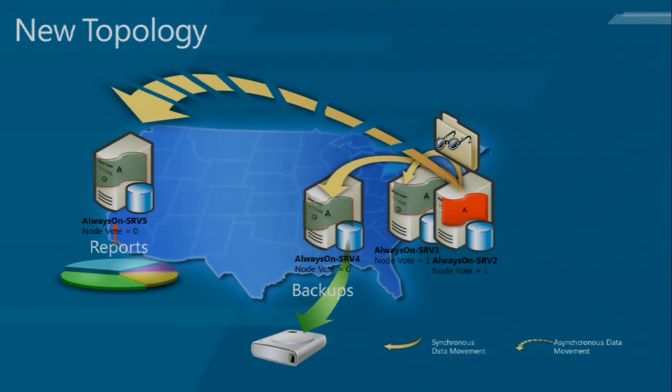Okay, and let's assume if your primary was SRv2, even if SRv3 goes down, even then SRv2 will always remain online. The reason is because it has two votes, one from the file share and one from itself. All right, I hope you understand the importance of setting node votes and looking at your quorum configurations at this point. All right, now let's talk about disaster recovery.